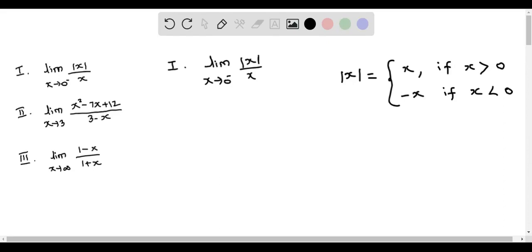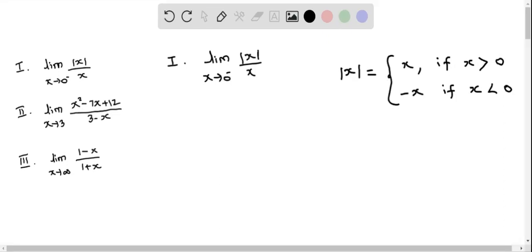Let's evaluate the first limit. We have a limit of the absolute value of x over x, as x approaches 0 from the left. For this, I'm going to use the definition of the absolute value of x, which I have given over here. That is, the absolute value of x equals x if x is greater than 0, and it is equivalent to negative x if x is less than 0.